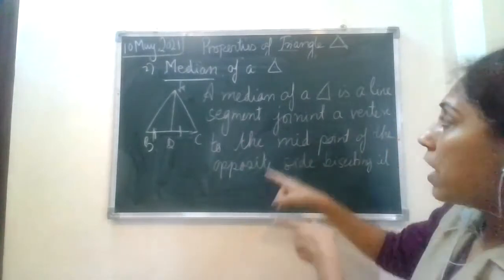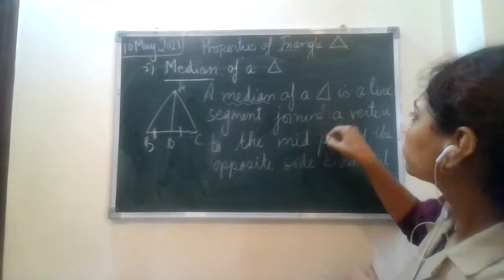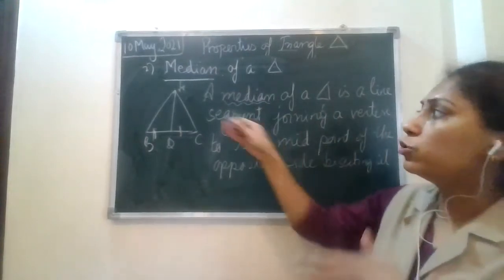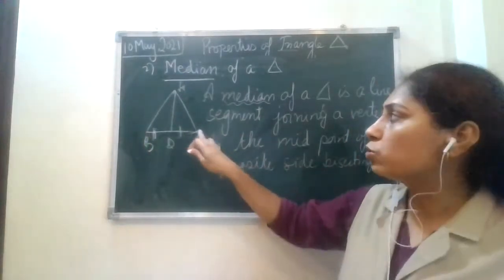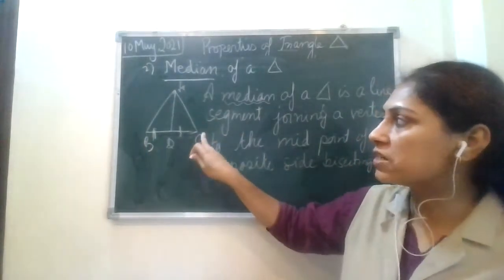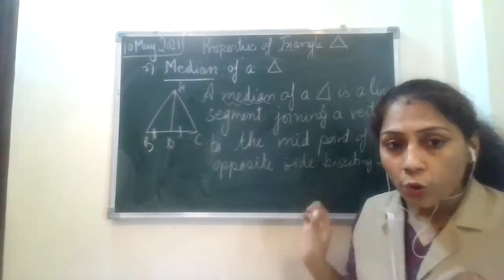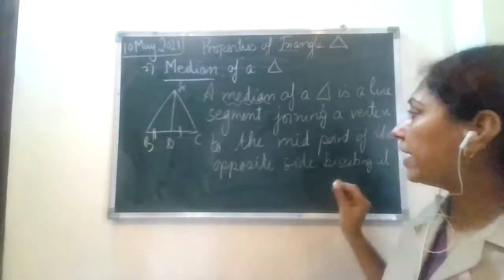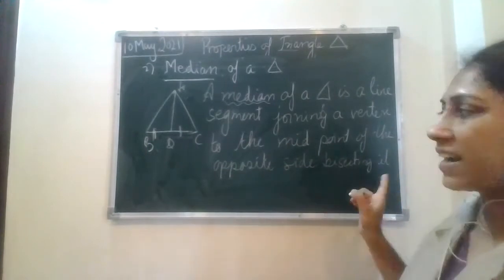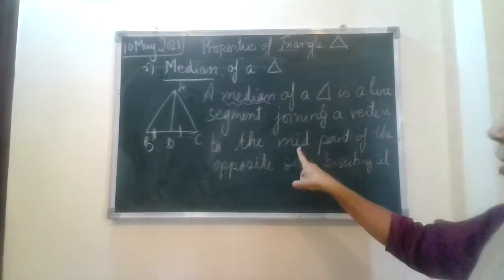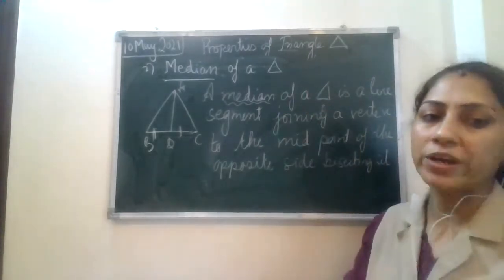So a median of a triangle is a line segment joining a vertex, you can take any vertex, A or C, to the opposite side. BC is the opposite side to A, AB is opposite to C, AC is opposite to B. Joining a vertex to the midpoint of the opposite side, bisecting it. Midpoint and bisecting both say that the line is divided into two equal halves.